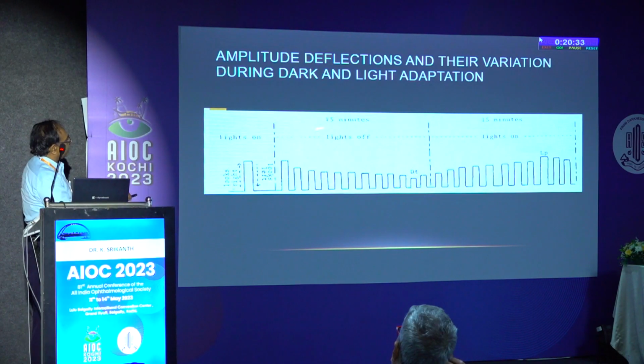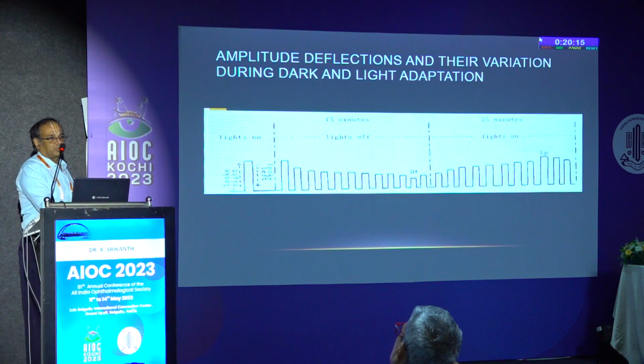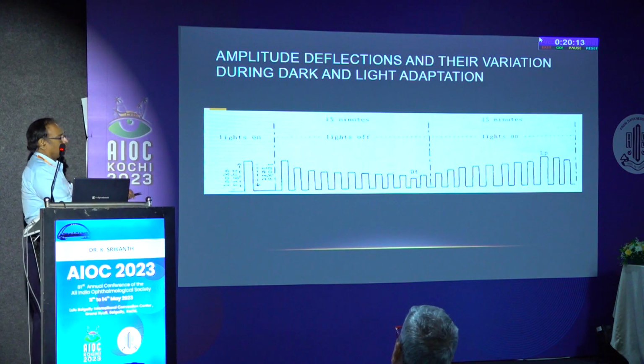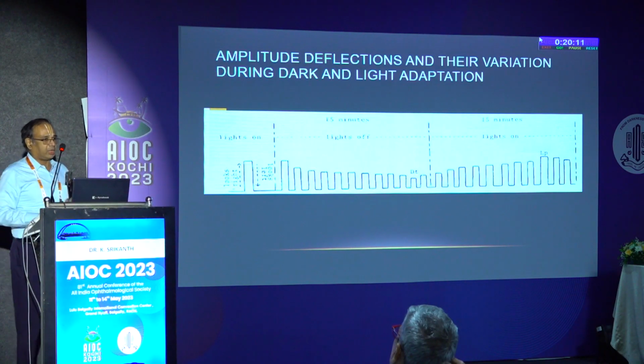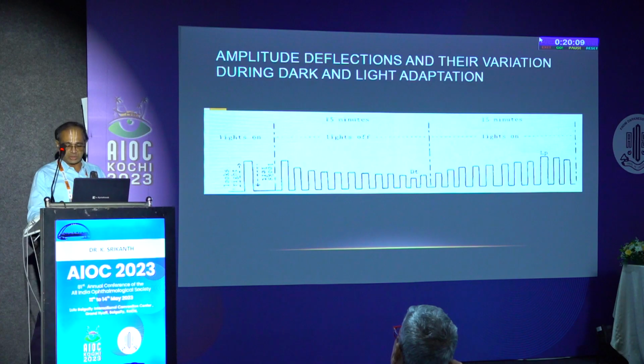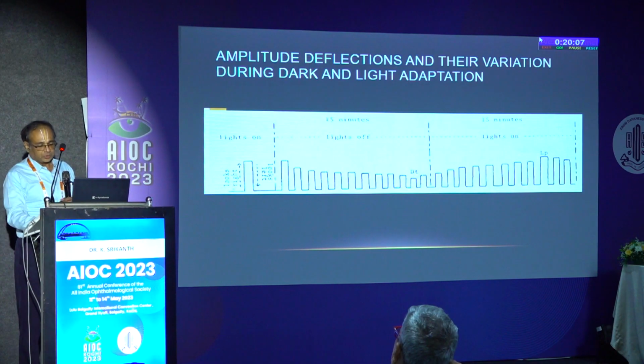Same way when the lights are off, after 15 minutes of dark adaptation, you see this, eyes are moving to the right, looking to the left, like that. So this is the dark trough. This also comes say by 10 to 12 minutes. So this ratio is what is famously called the Arden ratio. Earlier it was called the Arden ratio.